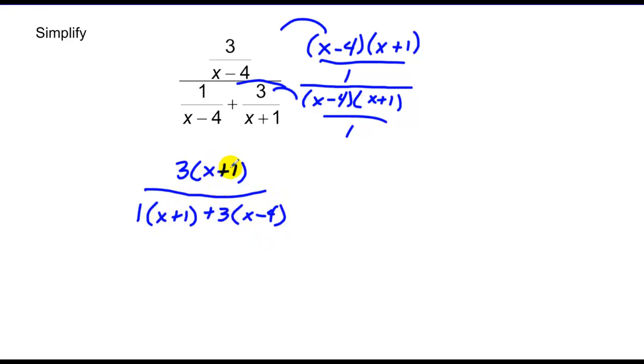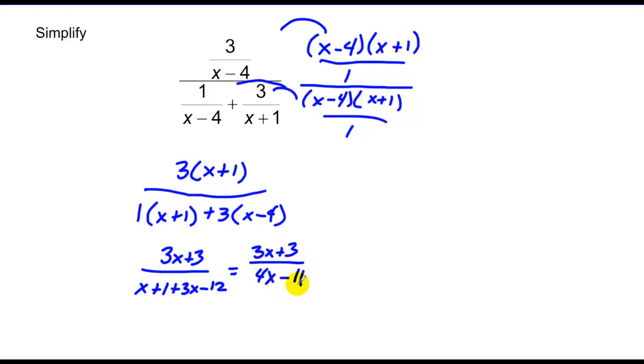Now you'll notice in this case these appear to be common factors, but since this is an addition, I can't reduce them, just like I can't reduce the 3 either. So I have to multiply everything out. I have a 3x plus 3 over x plus 1 plus 3x minus 12, which gives me a 3x plus 3 over 4x minus 11, and that's all I get for that one.